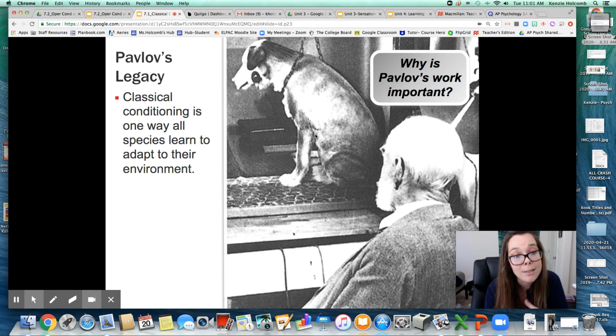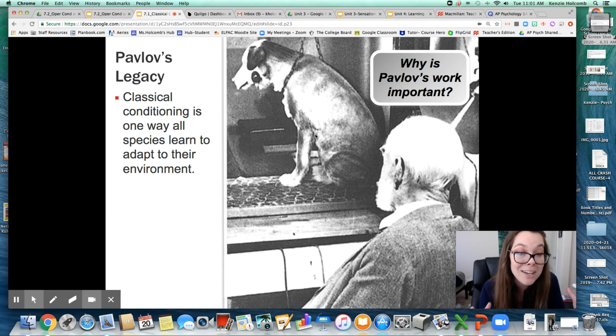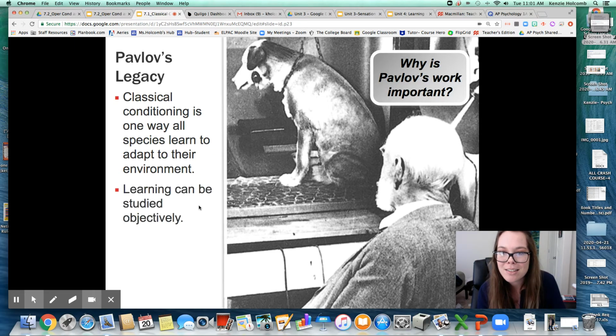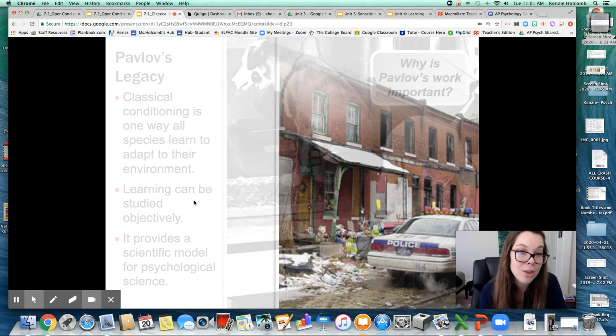It's a little bit similar to PTSD, where after the Tubbs fires in 2017, every time I smelled smoke, my anxiety would start to increase because I would start to go into fight or flight because I associated the stimulus of smelling smoke with get out of town, right? So this happens to all of us without really even realizing it, right? Learning can be studied objectively. It provides a scientific model for psychological science. There's a lot of data with our learning unit.